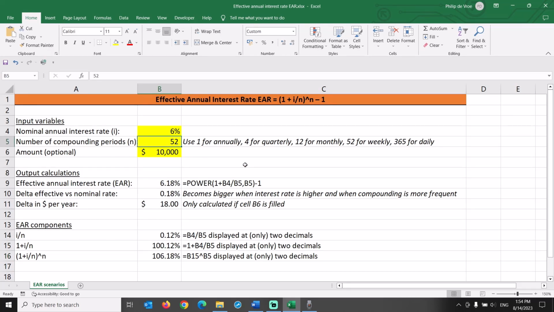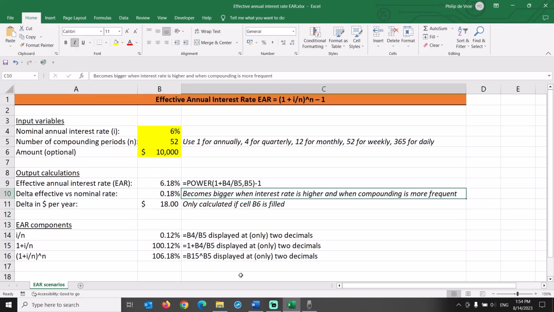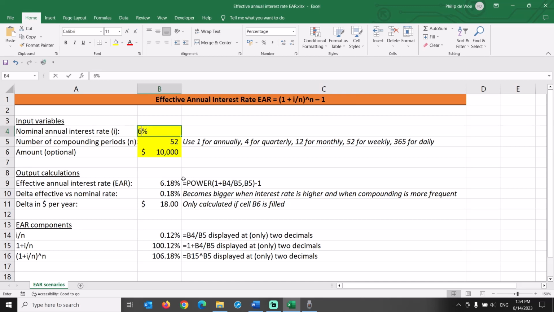The incremental impact of more compounding periods in terms of EAR, delta in interest rates, or the dollar impact keeps getting smaller. What is very important to understand is that the delta between the effective and the nominal rate becomes bigger when the interest rate is higher and when compounding is more frequent, and the effect is not linear. 6% nominal annual interest rate compounded monthly makes the EAR 0.17 percentage points higher than the nominal rate.